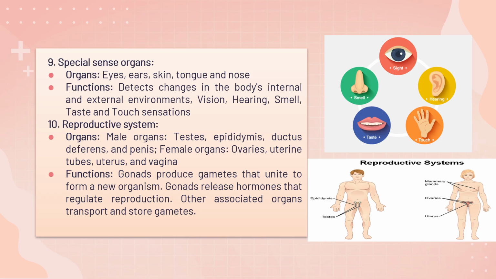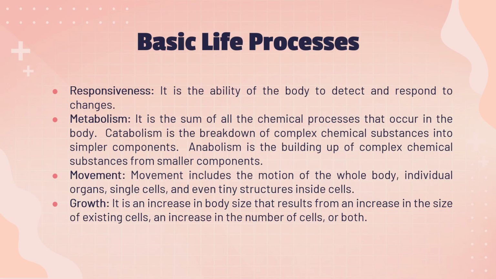Then basic life processes. There are multiple basic life processes done by the human body. Okay, in that, first is responsiveness. What is responsiveness? To detect a change and to give a response is nothing but responsiveness. Okay, then metabolism contains two types of processes, catabolism and anabolism. Now catabolism means what? That is the breakdown of complex material into simpler form. Okay, and anabolism means what? Formation or buildup of complex chemical substances from smaller components. So collectively these two terms are known as metabolism.